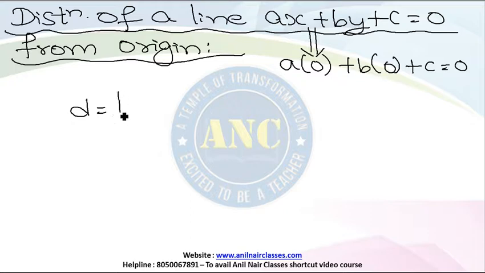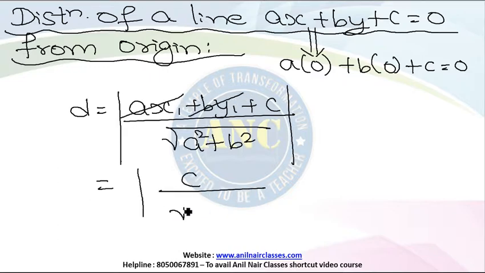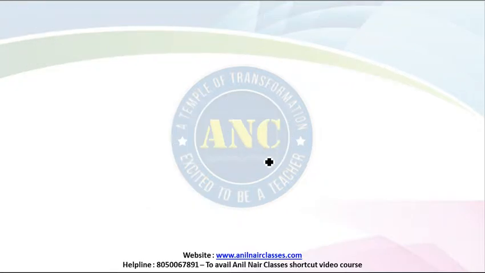So distance is ax1 plus by1 plus c divided by root of a square plus b square. This is from some random point x1 comma y1. If I put x1 and y1 as 0, then it becomes modulus of c divided by root of a square plus b square. The distance of the line ax plus by plus c is equal to 0 from the origin is given by modulus of c divided by root of a square plus b square.